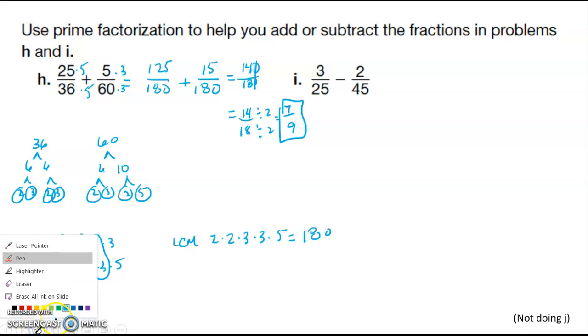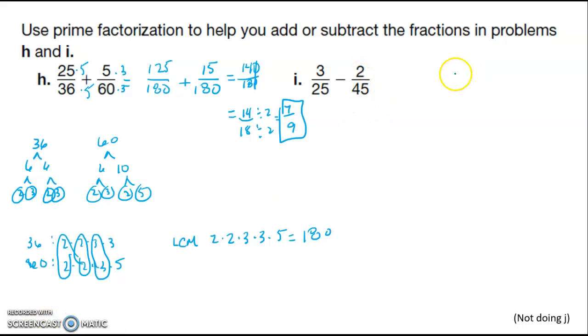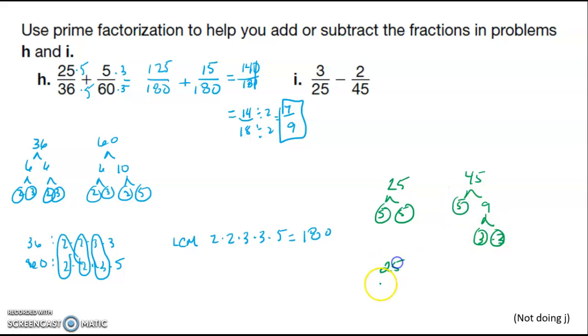Let me get a different color. And let's see, 25 and 45. So let's do that. 25 is going to be 5 and 5. 45 is going to be 5 and 9, 3 and 3. So out of 25 and 45, I'm going to find the lowest common multiple. Oh, I did it backwards. That's okay. So I have 5 times 5 times 3 times 3. So 25 times 9 is 225.